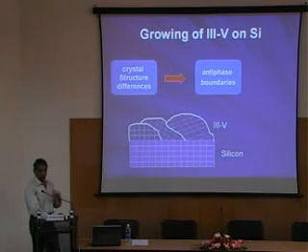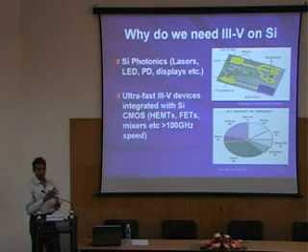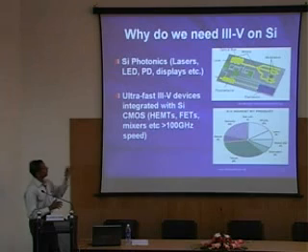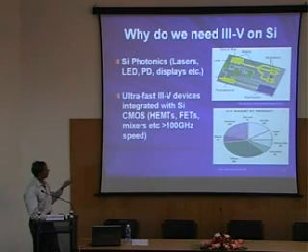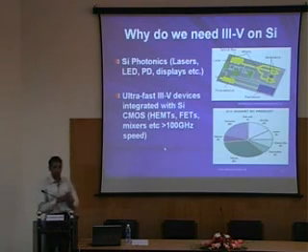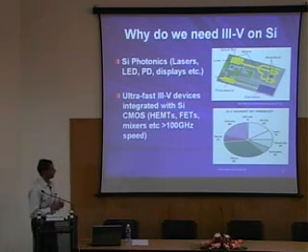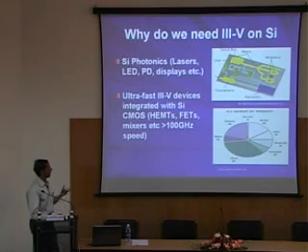However, if you use nanowires, because they are very, very small dimensional structures, it is possible to grow heterostructures on a silicon wafer using nanowires. We need 3-5 compounds on silicon for these reasons. We want to put these photonic or optical devices on our silicon chips, and there is a huge market for these optical devices. So if we can combine electronics with photonics, there is a huge potential for these kinds of systems.